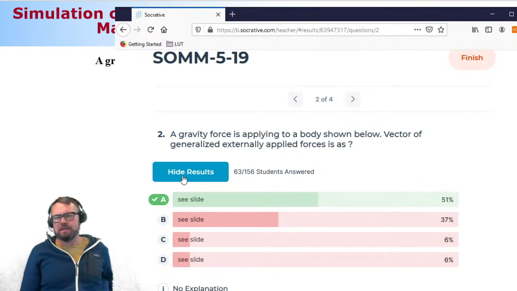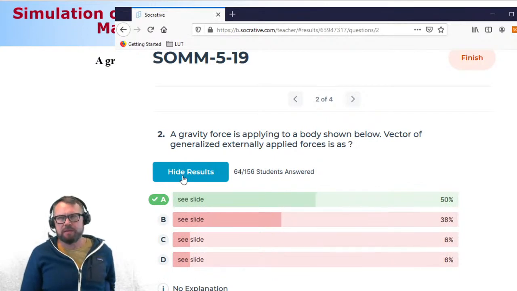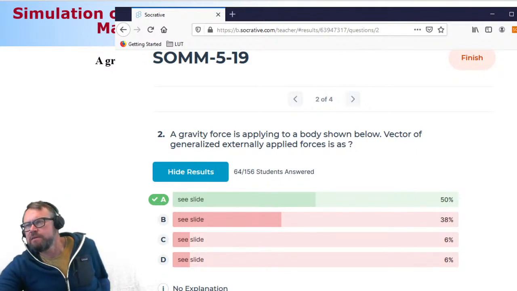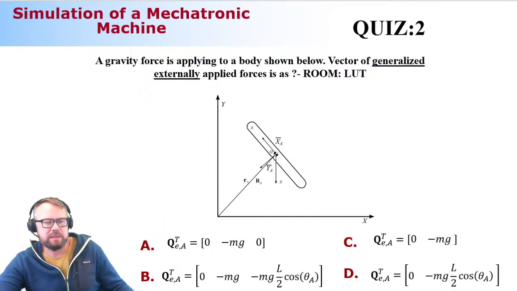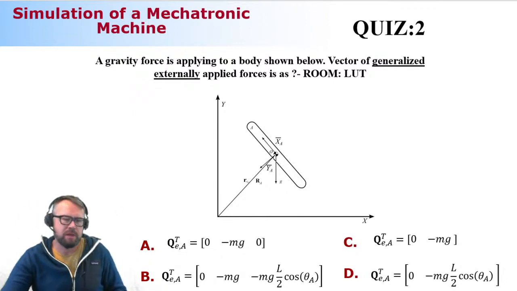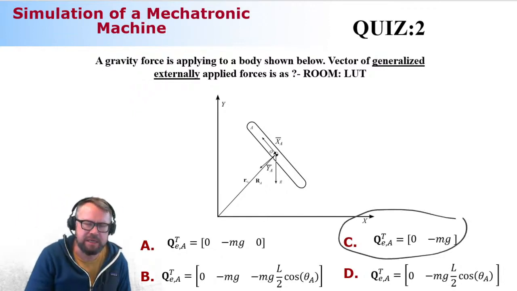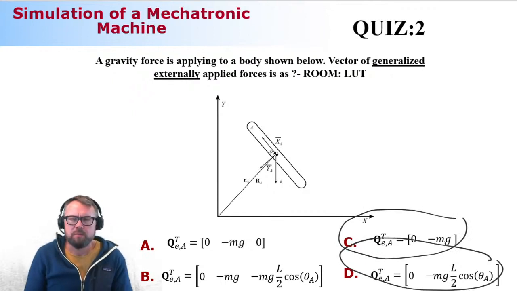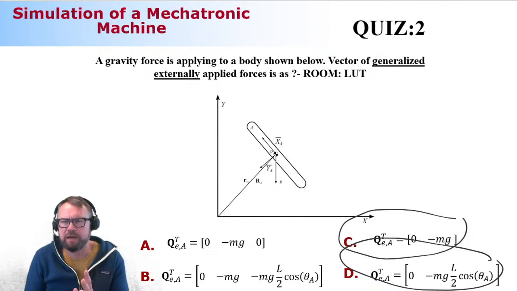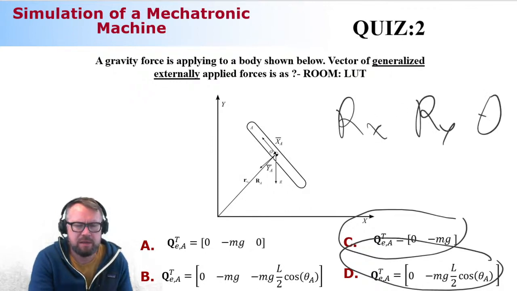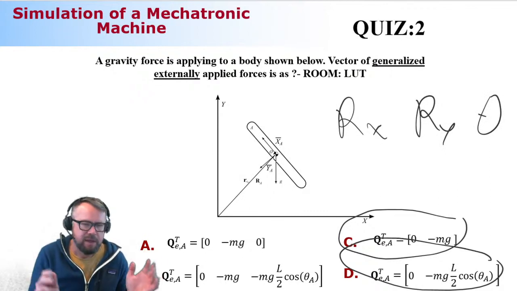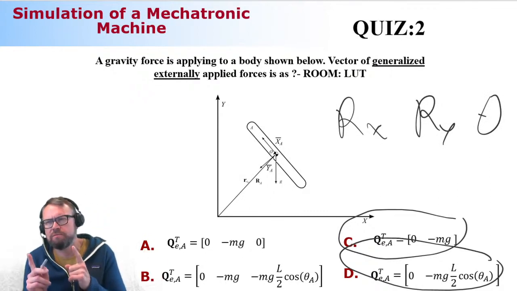Okay, I was hoping that the success rate would be a bit higher than the one we received. Let me go back here and see how the votes are. Okay, let's start with the very much incorrect votes. Those that are very much incorrect are C and D. Why? Because they have two components only. And remember what everybody needs: 3 generalized coordinates, Rx, Ry, and angle theta. So the correct answer should have 3 components.